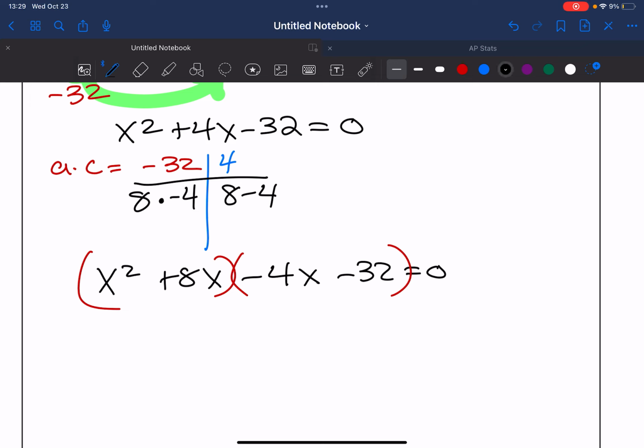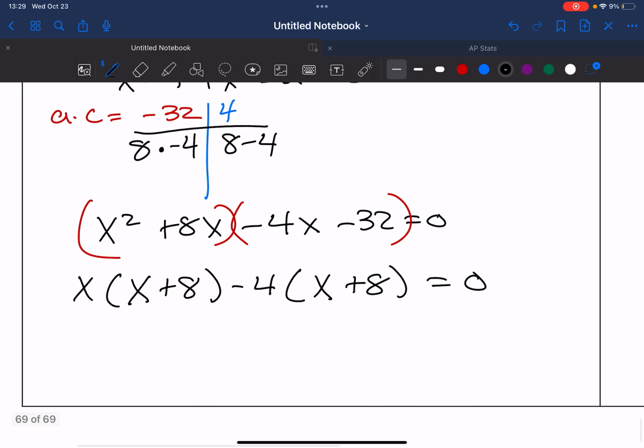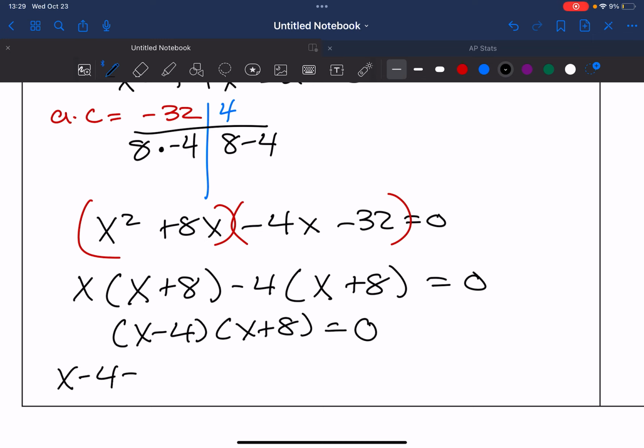And in the first one, I would take out a GCF of x, and I'm left with x plus 8. And in the next one, I would take out a negative 4 because I want to have another x plus 8 to match. Which means I have x minus 4 and x plus 8 equals 0. So if I set the first one equal to 0, this implies I get x is equal to positive 4. And then the next one equal to 0 implies that I get x is equal to negative 8.